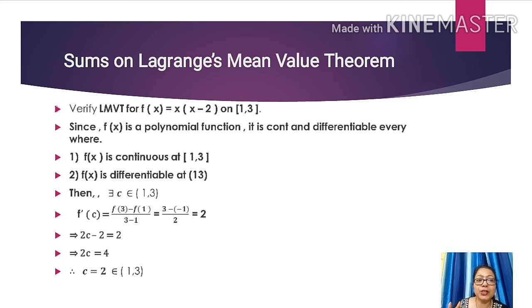Now at the point 2, the functional value is f2. So at the point (2, f2) on the graph, if we draw the tangent, its slope will be equal to the slope of the line joining the points (1, f1) and (3, f3). Okay, now the second sum of this Lagrange's mean value theorem.